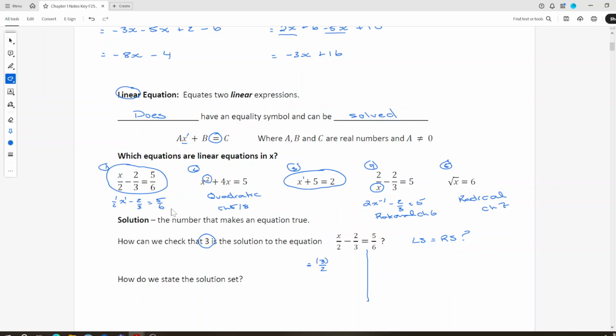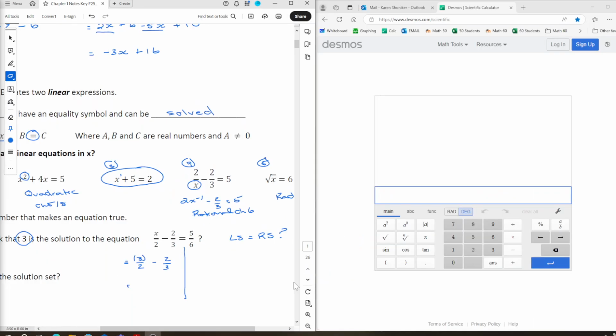So I've substituted in that 3 minus 2/3. Now, I chose this one on purpose. I chose kind of a harder question that's not so easy to just see whether it is the answer or not, because I want to show you that you're allowed to use your calculator in the course. If I wanted to check if this was true, I would plug this in. So I'm going to grab my calculator. Okay, and I'm going to plug this in. This is 3 divided by 2 minus 2 divided by 3. And I get 0.83 repeating.